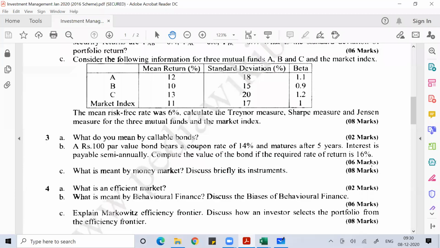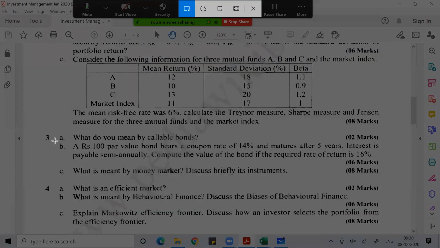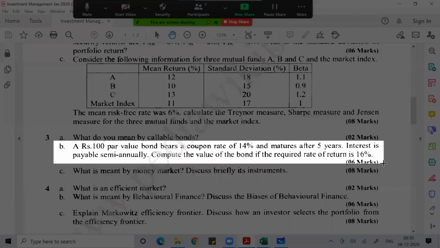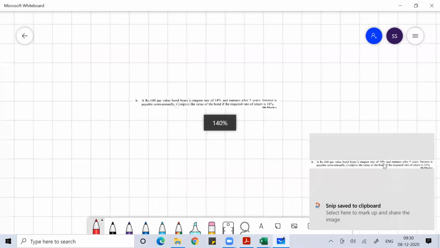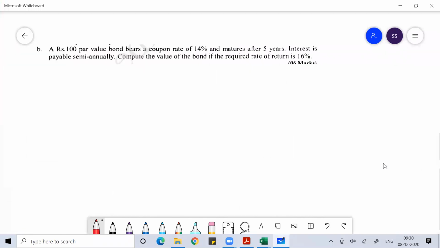If you take this question, a 100 rupees par value bond bears a coupon rate of 14% and matures after 5 years. Interest is payable semi-annually. Compute the value of the bond if the required rate of interest is 16%. The required rate of interest is 16% means what? They have given you the YTM. Your YTM is 16%.